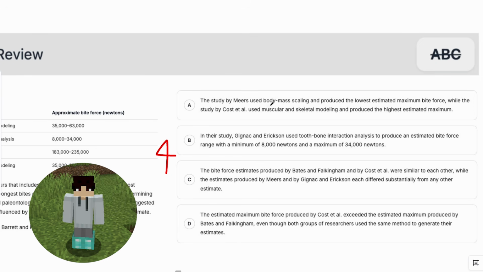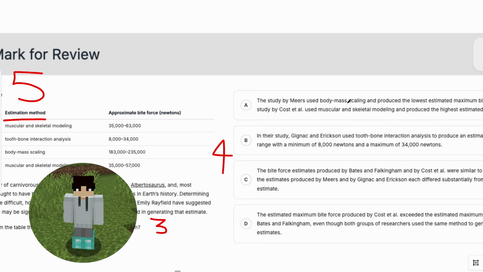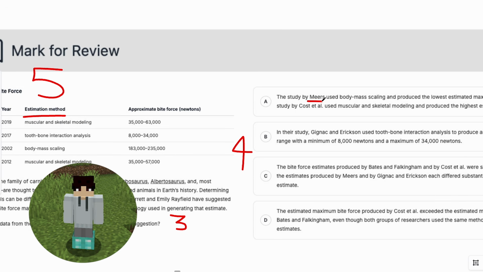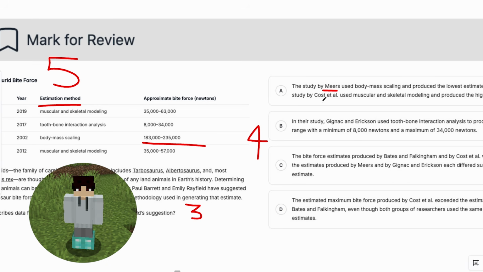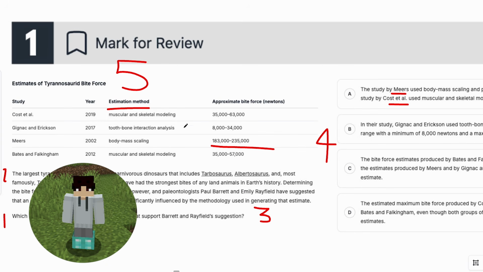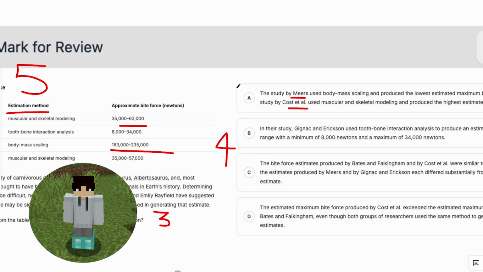A, the study by Mears uses body mass scaling and produced the lowest estimated maximum bite force, while the study by Koss used muscular and skeletal modeling and produced the highest estimated maximum. Okay, that would work because it indicates that their methodology changed the results. Let's look. Mears had a very big value, whereas Koss had a very small one. Okay, so the table actually does not support what A has said. So while A sounds good, it cannot be the answer.